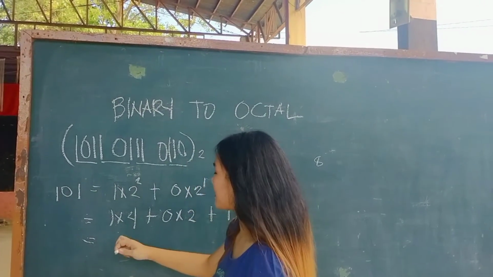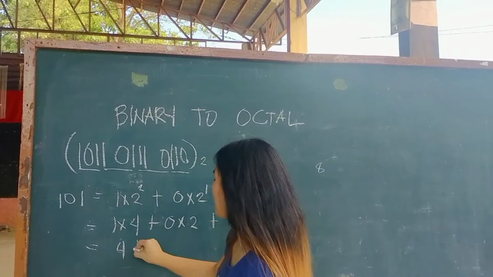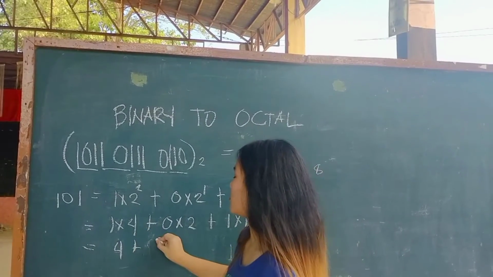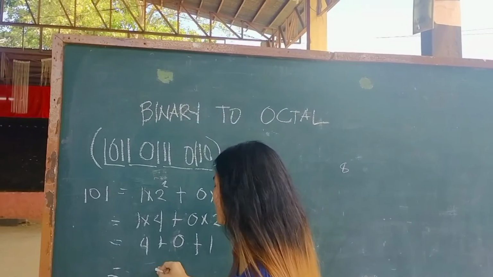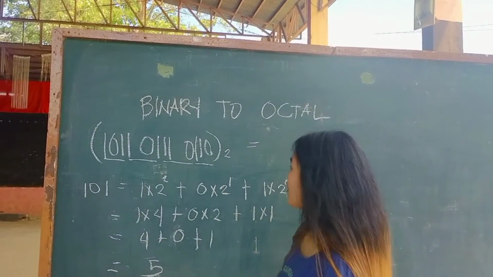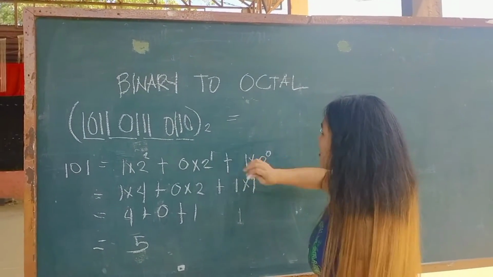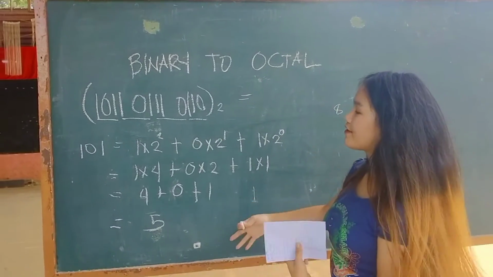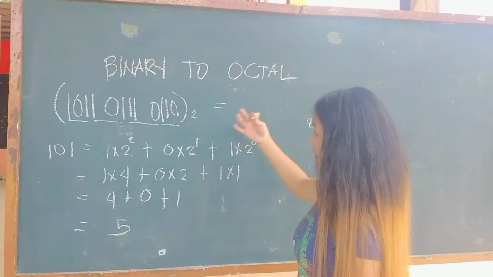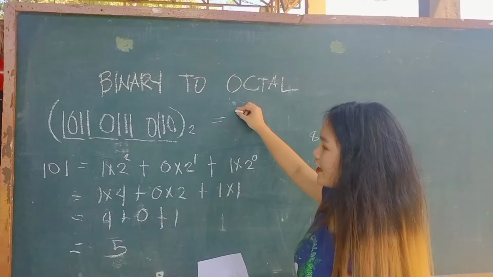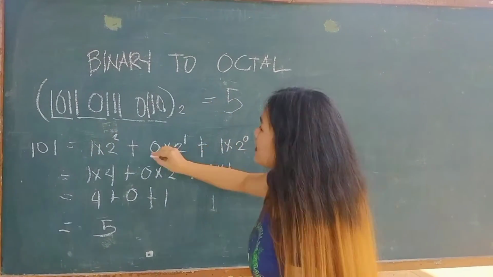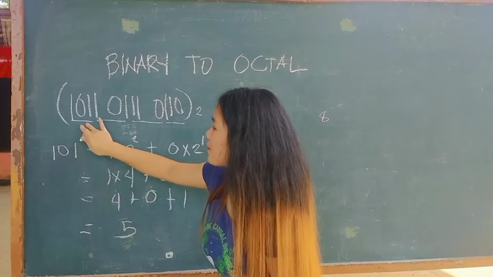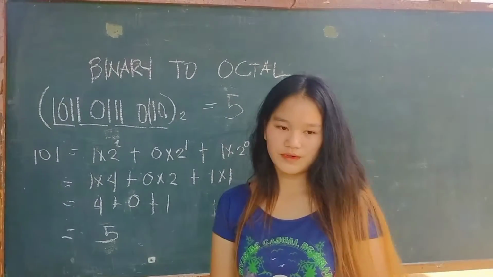So therefore, 1 times 4 is equal to 4, plus 0 times 2 is equal to 0, plus 1 times 1 equals 1. So therefore, the answer is 5. Let's put it down so our answer is correct, and I will explain it clearly and precisely. So therefore, the answer is 5. That is just the first group of bits.